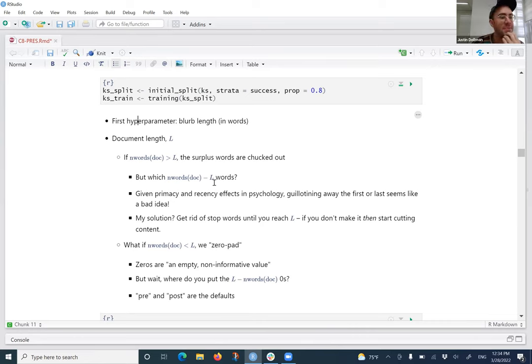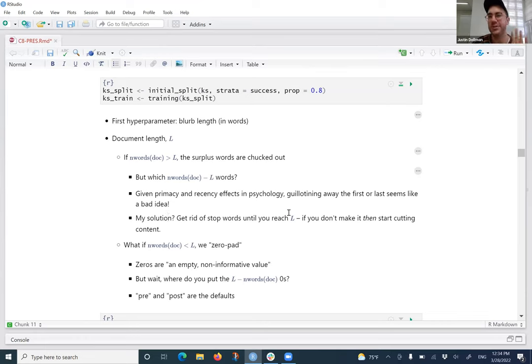But one thing I was thinking about is that it seems like a very bad idea. I studied psychology, though you don't need to study psychology to think about this. In psychology, people talk about primacy and recency effects. The things that people typically remember are the openings of things and the endings of things, and the middle kind of gets left out. So chopping off either the first or the last, psychologically speaking, not that our deep learning networks have to have psychological realism, seems like it could be a bad idea. It seems like actually the worst idea you could have. The one thing that I thought of, and I've never seen anyone do this, is just get rid of stop words until you reach L.